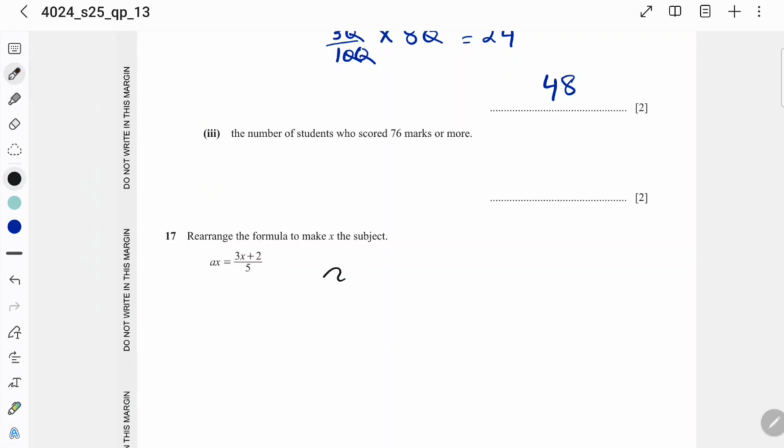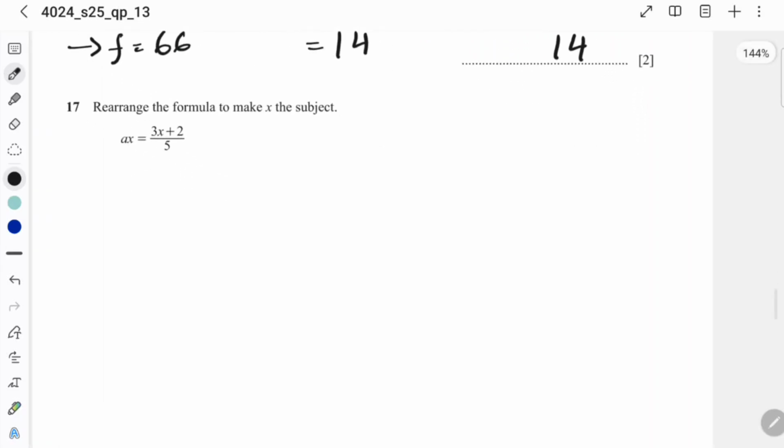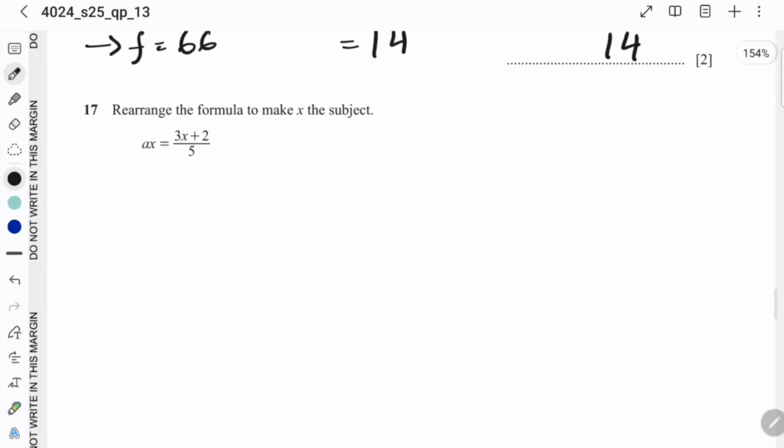80 minus 66. All right. So 80 is coming over there. 80 minus 66. That is equals to 14. At 76 marks, we have the frequency is 66. Okay. Now question number 17. We are coming at question number 17.